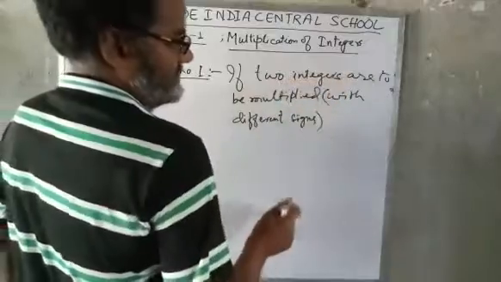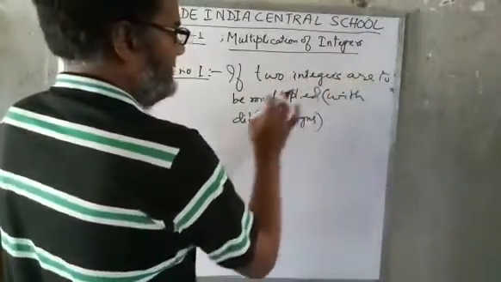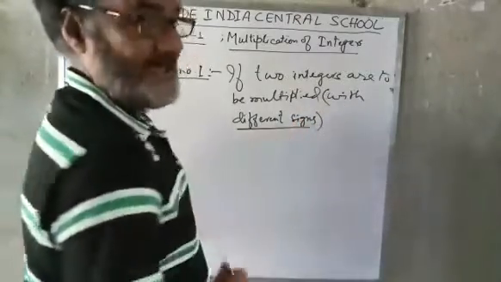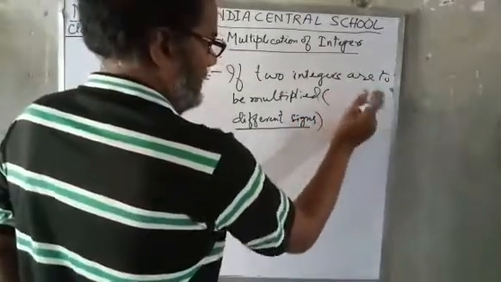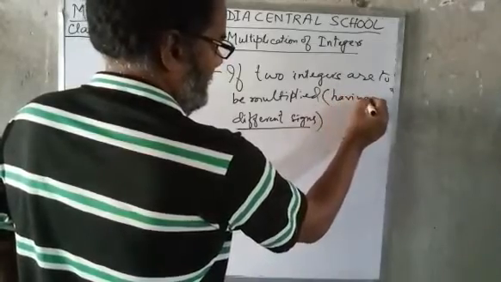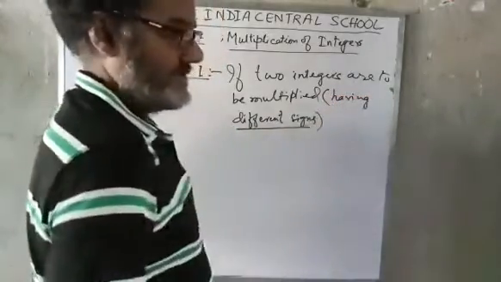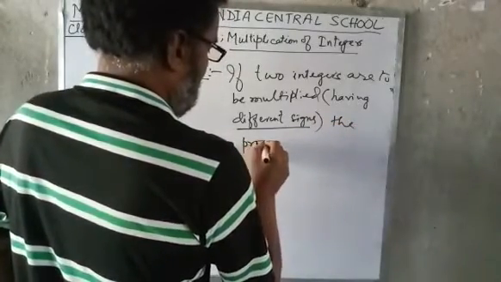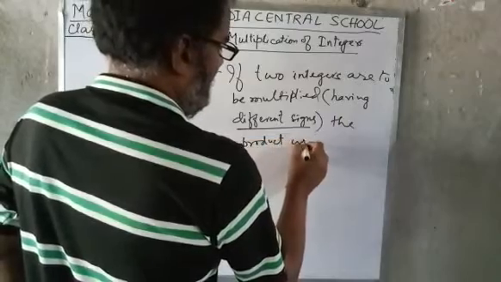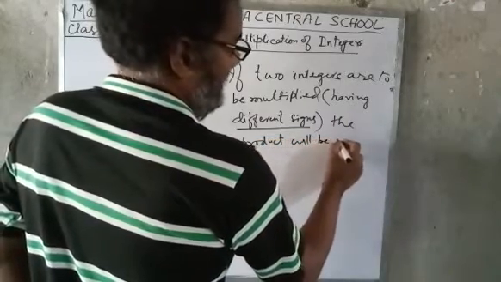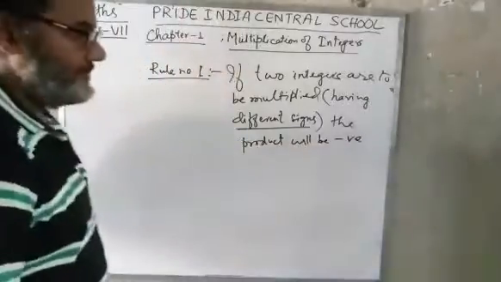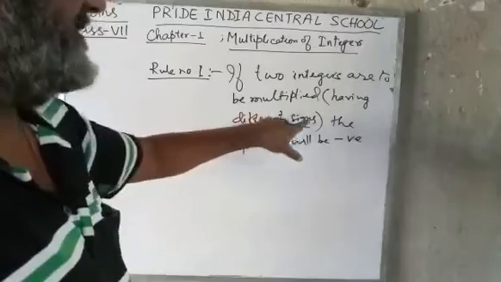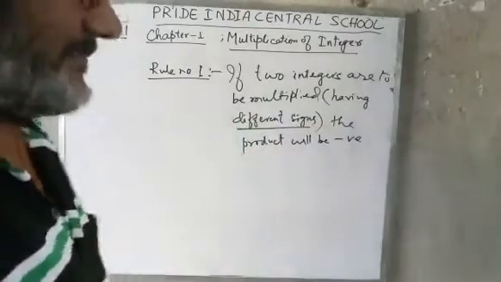If two integers are to be multiplied having different signs, the product will be negative. If two integers are to be multiplied having different signs, the product will be negative.